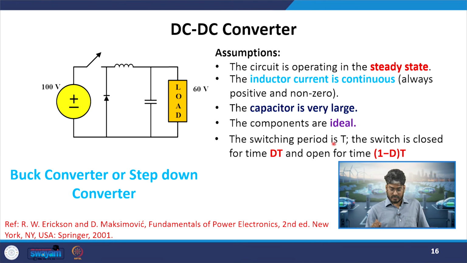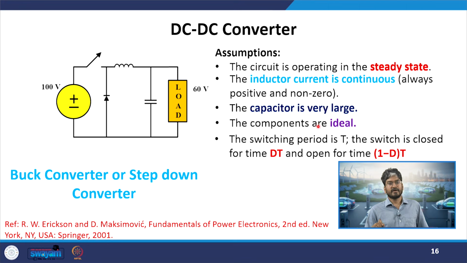Okay. So, the switch will be on for dT amount of time, where d is the duty ratio, or the fraction of time over a switching period for which the switch is in the on state, and for the complementary time, 1 minus d, the switch is assumed to be open. Okay. So, this statement is true when we neglect the switching time.